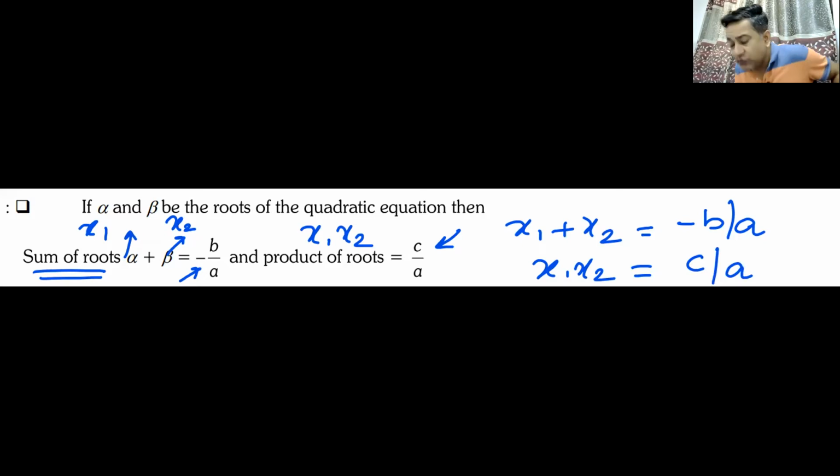What I would request you now is, when you go back home, we have solved 3 or 4 equations. Add the values of x1 and x2 and find out how much it comes, and see whether x1 plus x2 is coming as minus b by a. Again multiply x1 and x2 and see if it is coming as c by a.